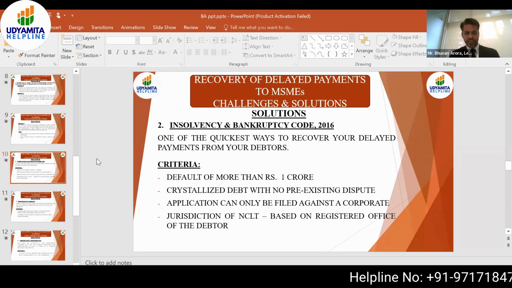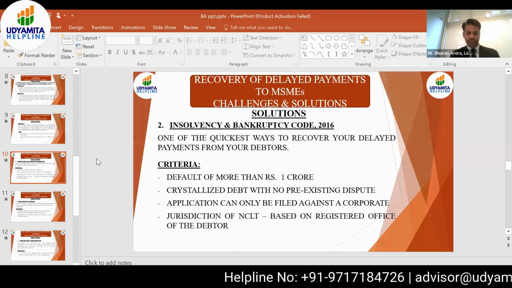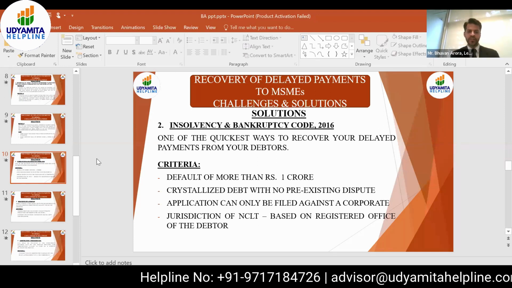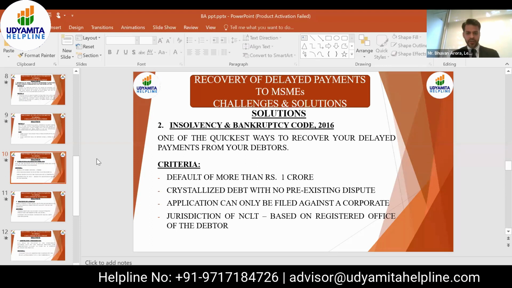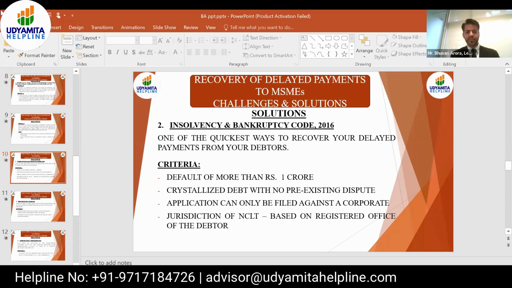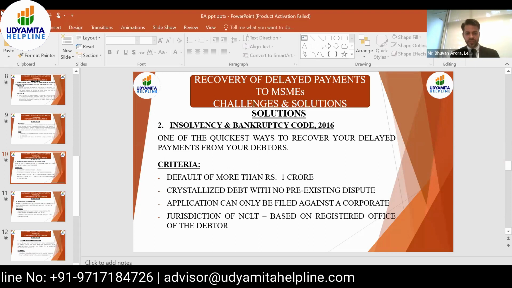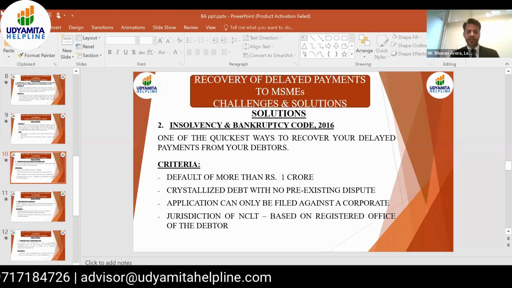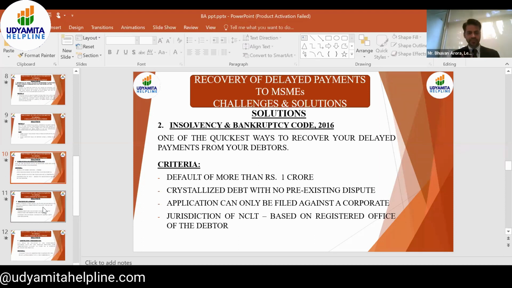What will be the jurisdiction? So the jurisdiction of NCLT. NCLT is the court, which is National Company Law Tribunal. Jurisdiction of NCLT will be based on the registered office of the debtor. So wherever the registered office of the debtor is situated, in that case, the NCLT established in that area will have the jurisdiction, provided there is a default of more than 1 crore and that default is accepted, crystallized by the debtor.